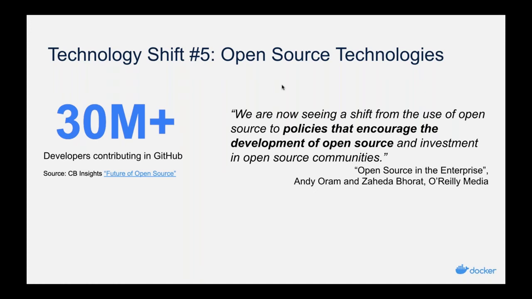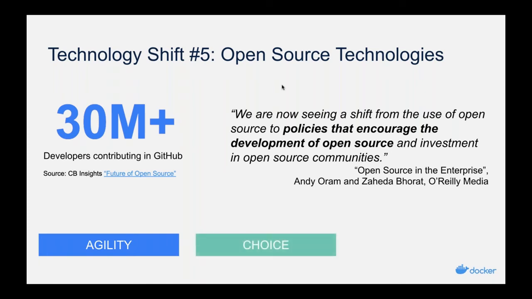There's a great quote from a recent report from O'Reilly Media about seeing a shift from just the use of open source to policies that encourage the development of open source. And there's a beautiful thing about open source, which is, again, agility, which comes from being able to adopt new technologies faster. So as new projects come online and gain momentum, companies have access to a broader array of those types of technologies. And that also implies choice.